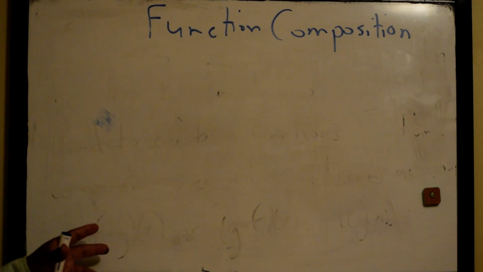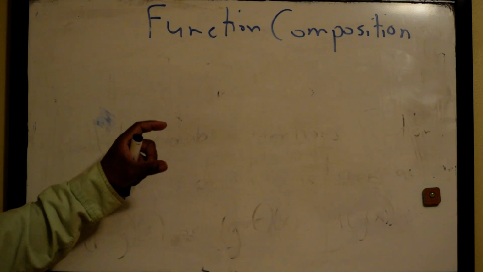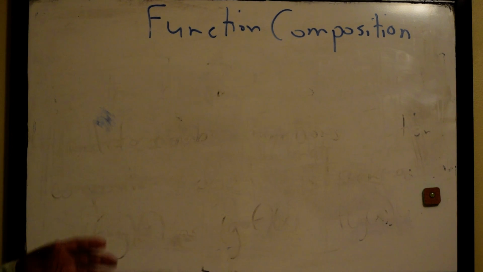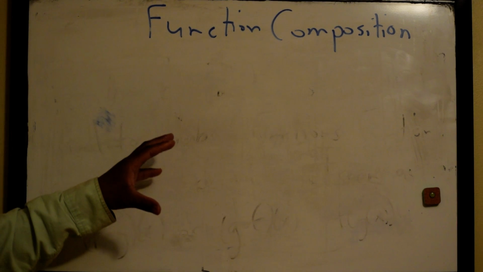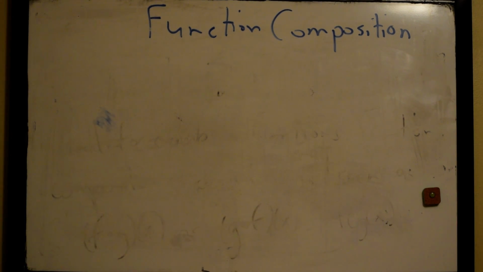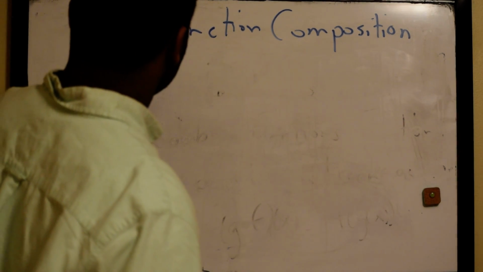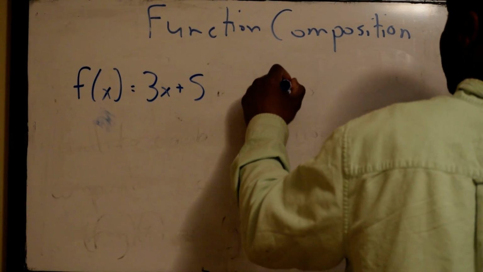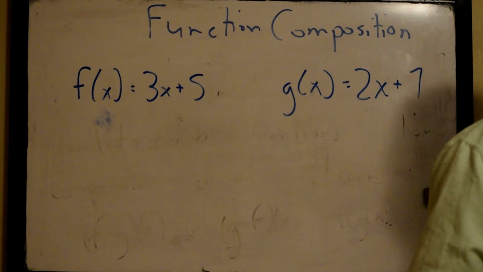Now the first thing we're going to talk about today is function composition. Function composition is another way of combining functions. We're used to adding, subtracting, multiplying, and dividing, but now we have to compose them. So first we'll see two functions. f of x is 3x plus 5, and g of x equals 2x plus 7.